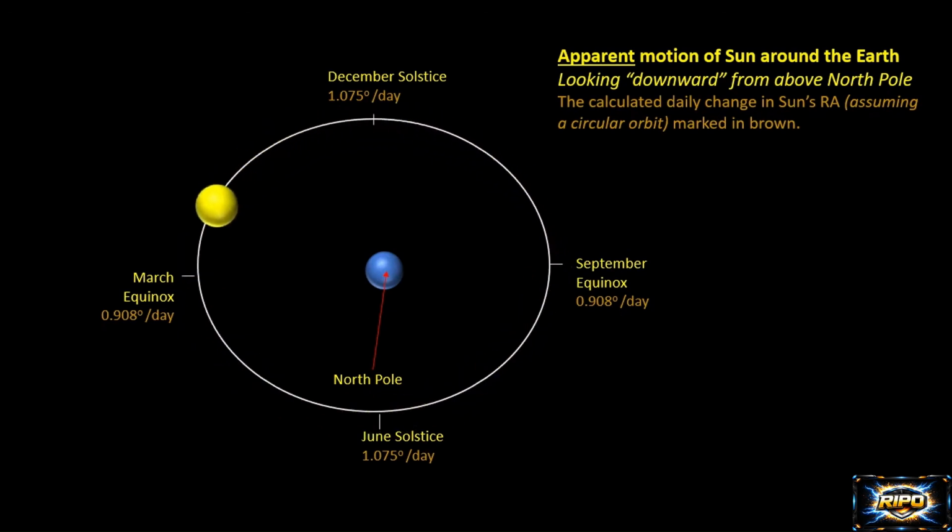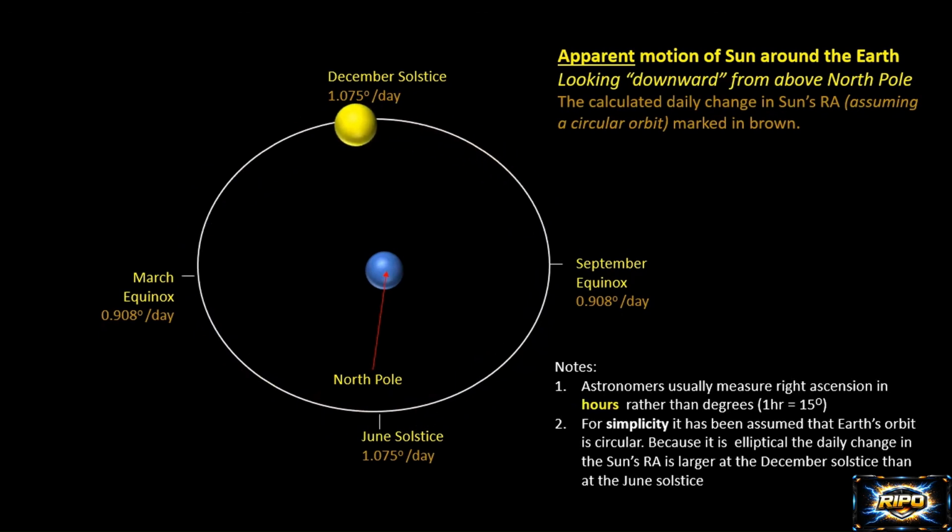Astronomers actually measure right ascension in hours, and there are 24 hours in a circle. So 1 hour of right ascension is equal to 15 degrees, but I've decided to stick with degrees for this video.